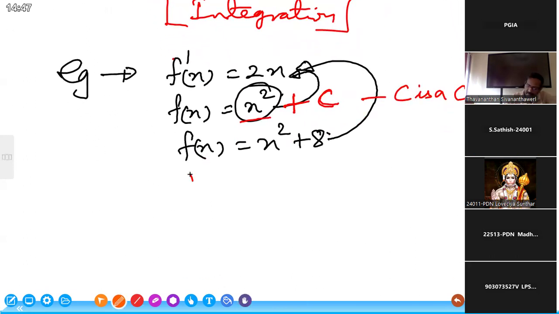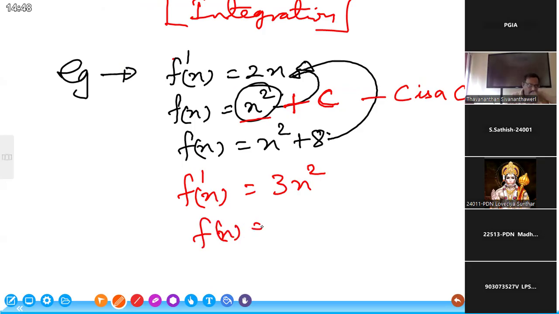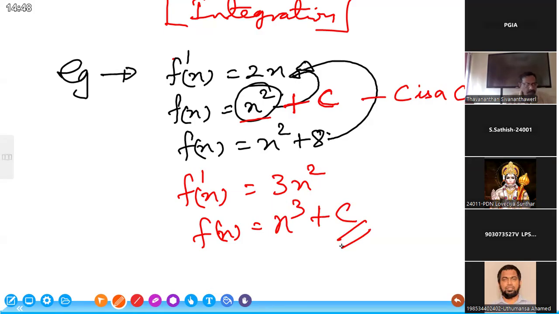Now, one more. My derivative is given as 3x squared. Find out my function. X square plus C. X cube plus C. Yes, sorry, x cube plus C. X to the power 3 plus C. Right.